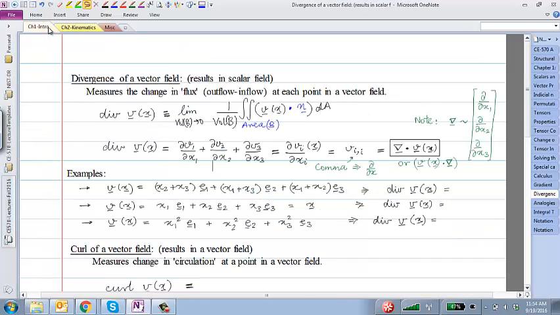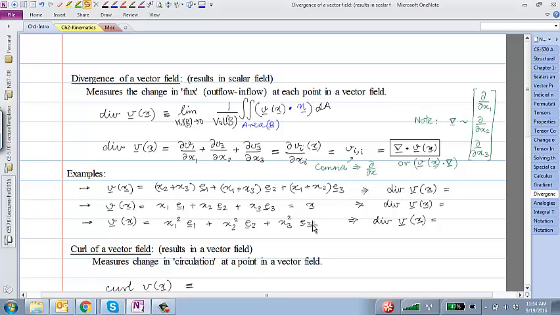Let's take a minute and do the other two examples. So I'll let you work on those first, and then we'll do them together. The second one is the vector field x. What does the vector field x look like?